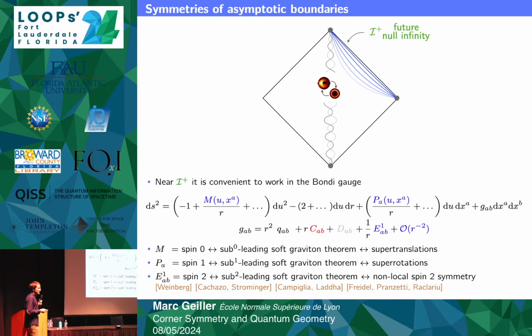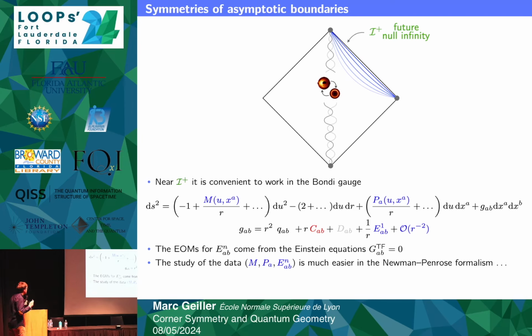And intuitively, referring back to the triangle that we had before, what one can show is that there is this tower of fields here in this expansion. The first one is the mass, a spin 0 field. The second one is angular momentum, spin 1. Then there is E_AB, a spin 2 quantity. The flux balance law for the mass is essentially the leading soft graviton theorem. The flux balance law for the angular momentum is the subleading soft graviton theorem, and so on and so forth.